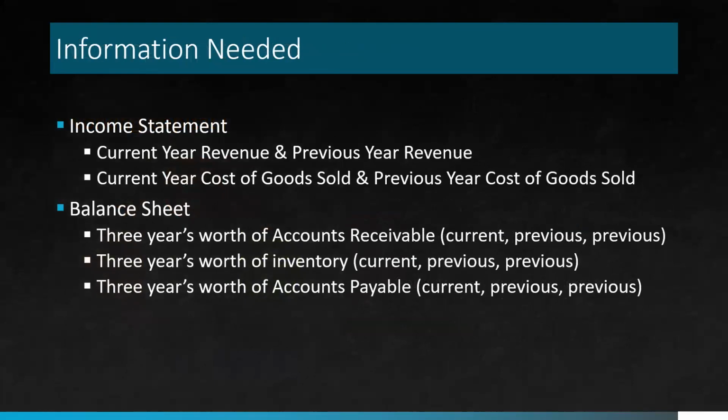So the information that you need to calculate the working capital management of a company, which is conducting the efficiency ratios, you need information from the income statement: the current year revenue and previous year, and you need the current year cost of goods sold or cost of revenue and the previous year as well. On the balance sheet, you're going to need 3 years' worth of accounts receivable, inventory, and accounts payable.